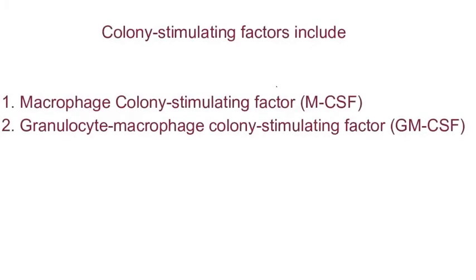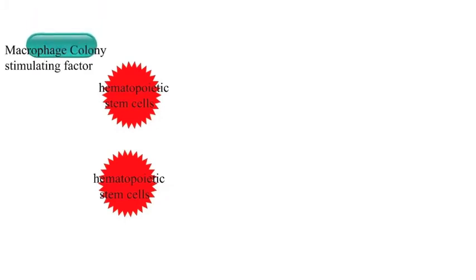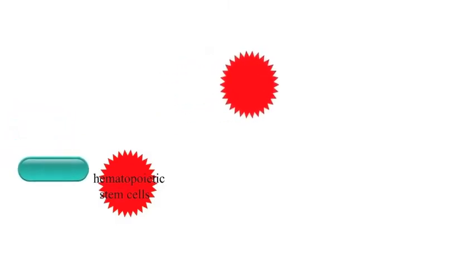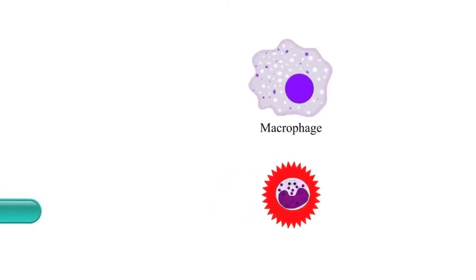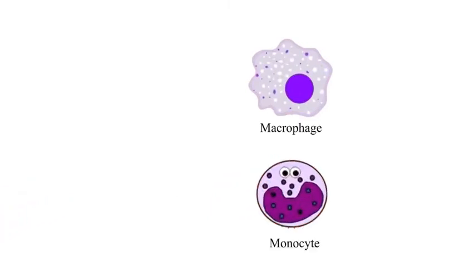Colony-stimulating factors include macrophage colony-stimulating factor and granulocyte macrophage colony-stimulating factor. Macrophage colony-stimulating factor, also known as colony-stimulating factor 1, influences hematopoietic stem cells to differentiate into macrophages and monocytes. It affects macrophages and monocytes by stimulating phagocytic and chemotactic activity.